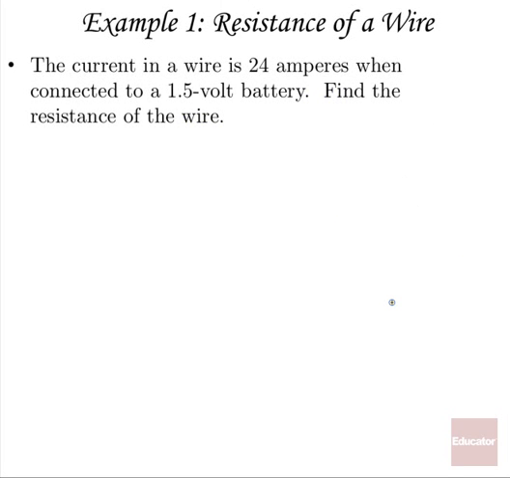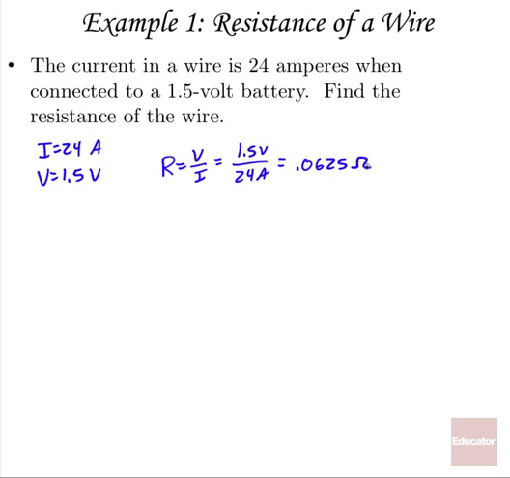Now let's start by talking about resistance of a wire. The current in a wire is 24 amperes, so I equals 24 amps, when connected to a 1.5 volt battery. V equals 1.5 volts. Find the resistance of the wire. I'll use Ohm's law. R equals V over I, which is 1.5 volts over 24 amps, or 0.0625 ohms. Pretty straightforward.